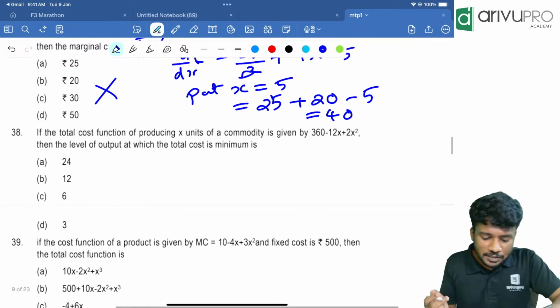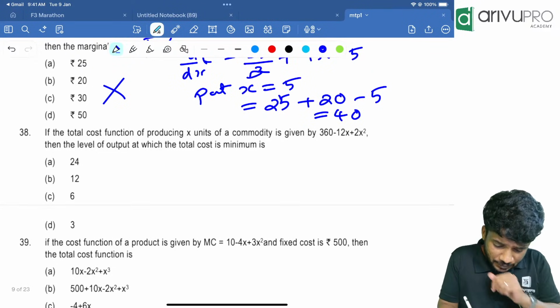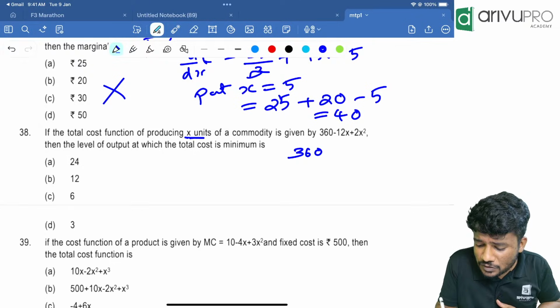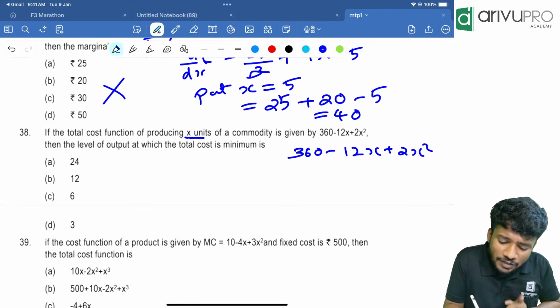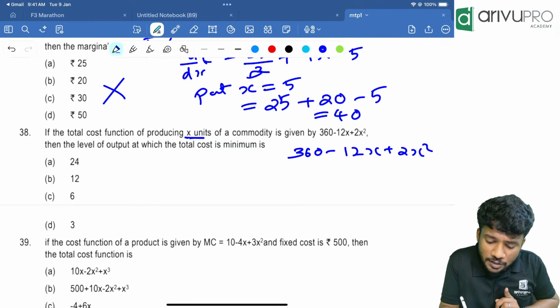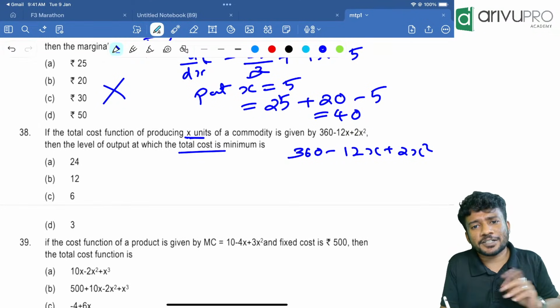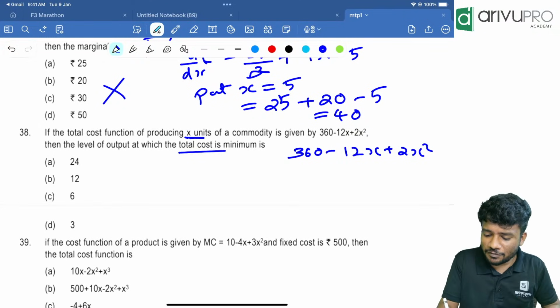Okay. If the total cost of producing x units of a commodity is given as 360 minus 12x plus 2x square, then find the level of output at which the total cost is minimum. How will you find when the total cost is minimum? Take the derivative of this.